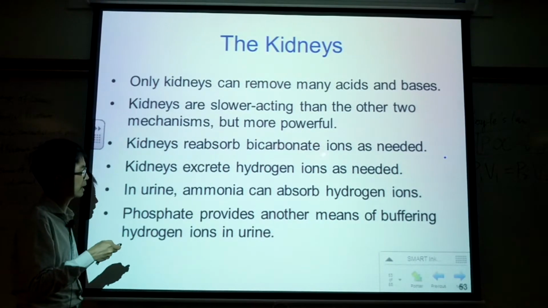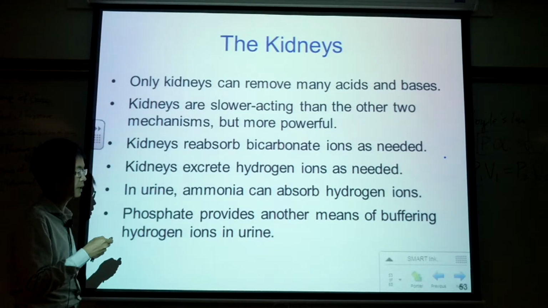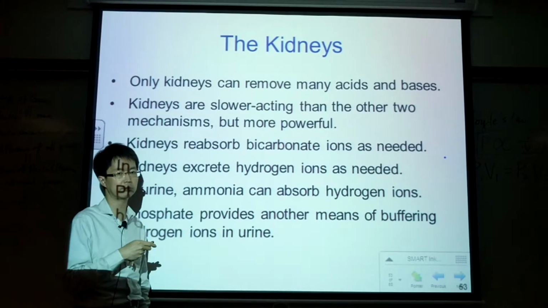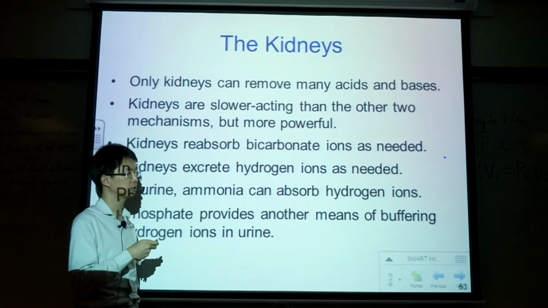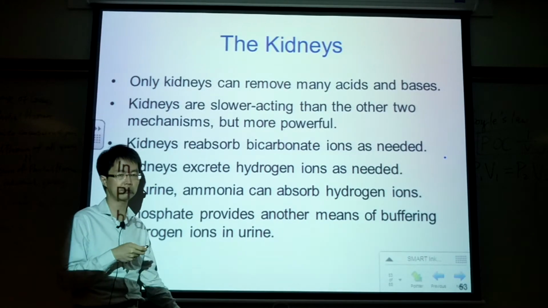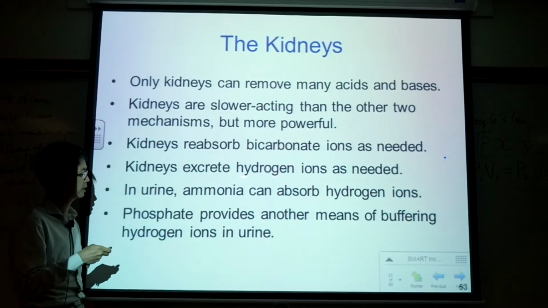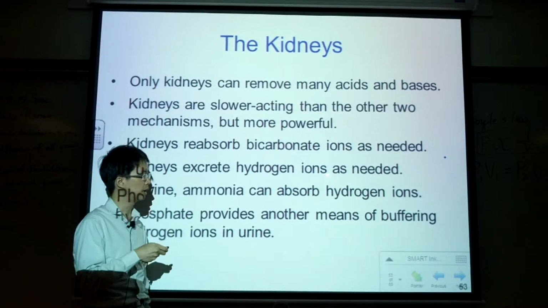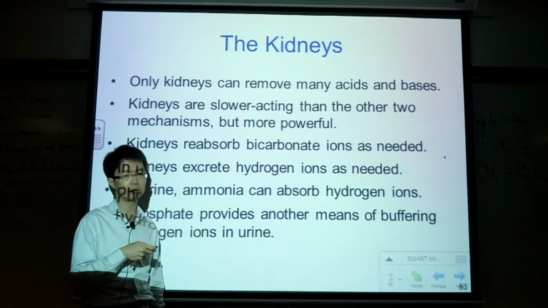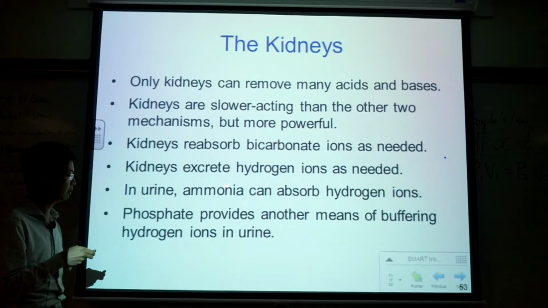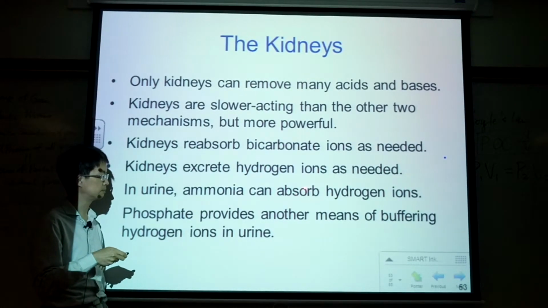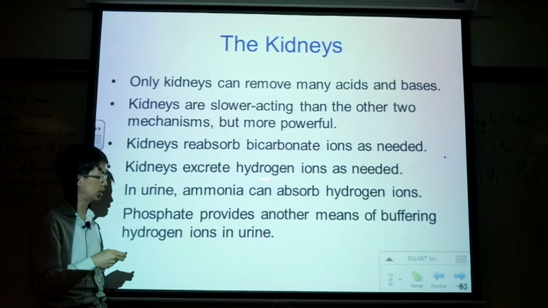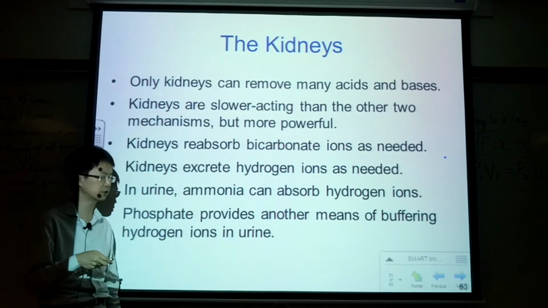Kidney can reabsorb bicarbonate ion, meaning that you will move the bicarbonate ion from the filtrate back to the blood, so that our blood will have more bicarbonate ion to maintain the pH. Kidney can secrete excess hydrogen ion. If your blood is too acidic, then excess hydrogen ion will come out from your urine. And ammonia can also be absorbed. Ammonia in your urine can absorb hydrogen ion. It neutralizes the acidity of the hydrogen ion.